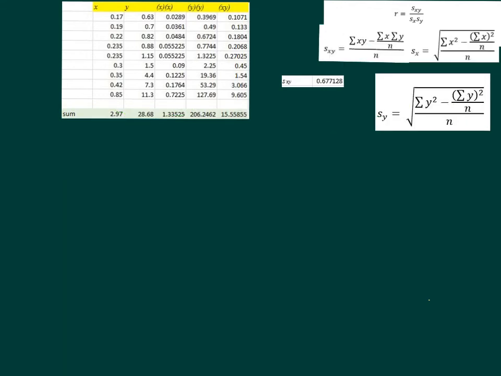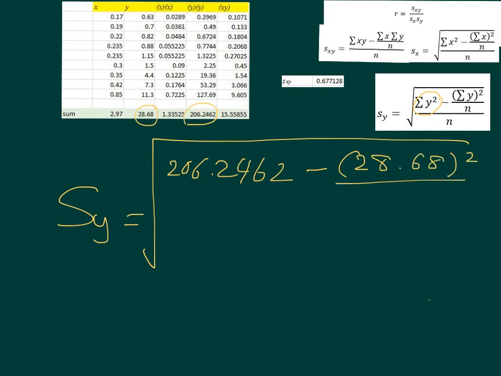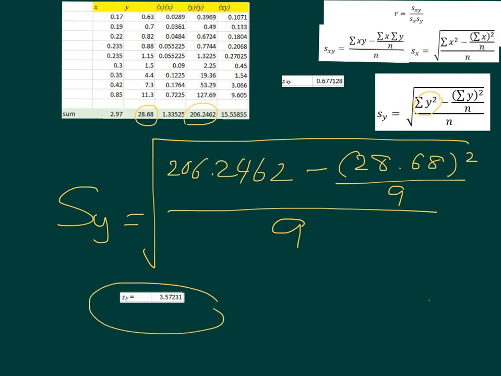So now we calculate the standard deviation of y. So we first start by square root. I need the sum of y squared, which is here, 206.2462 minus sum of y, which is 28.68 squared divided by 9, and the whole numerator now is divided by 9 again. And if we do the calculation correctly, here's the answer.